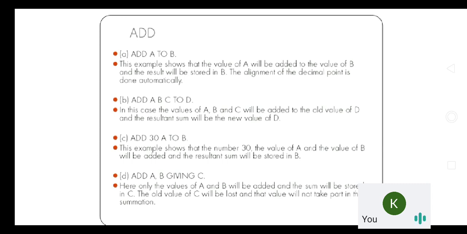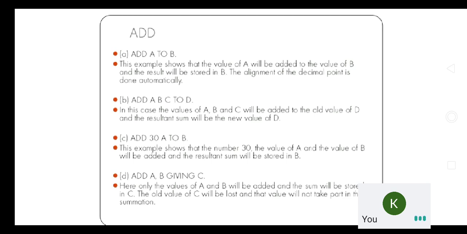Now the C identifier is going to have the value 9. That's what they are mentioning in this slide: here only the values of A will be added and the sum will be stored in C. The old value of C will be lost. Suppose before computation the value of C is 2, that will be lost after computation, because after computation only the resultant value will be there in C.